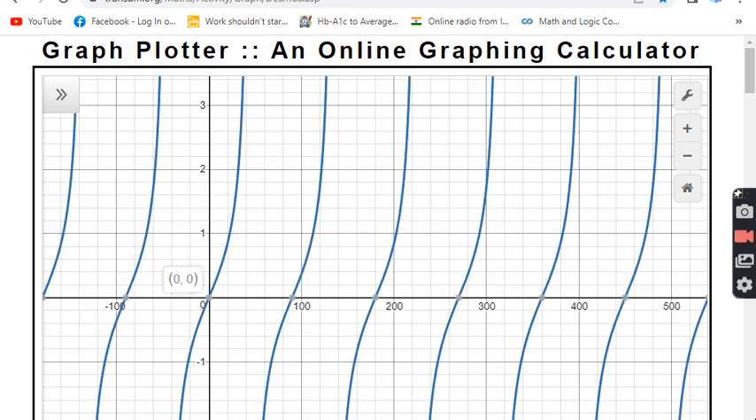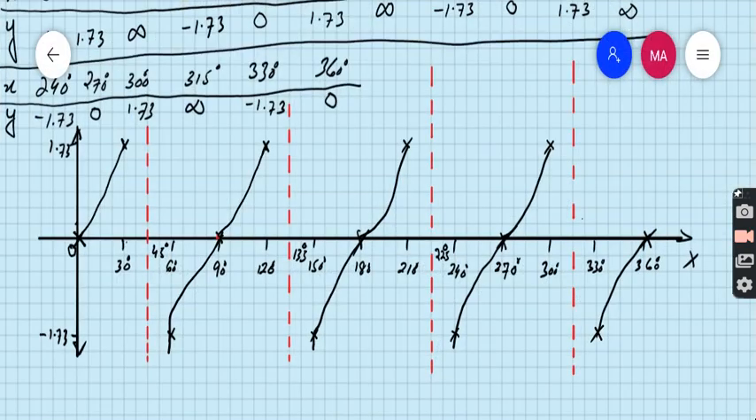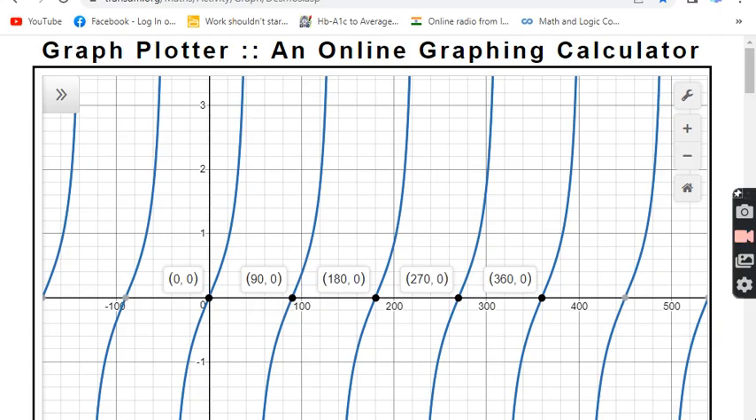Smaller, yes. See this point 0 0, see this point 90 0, 180 0, 300 and 360. Now look at my graph. Is there any change? No. 100% correct. So this graph, an online graphing calculator, is just the verification for your internal satisfaction.